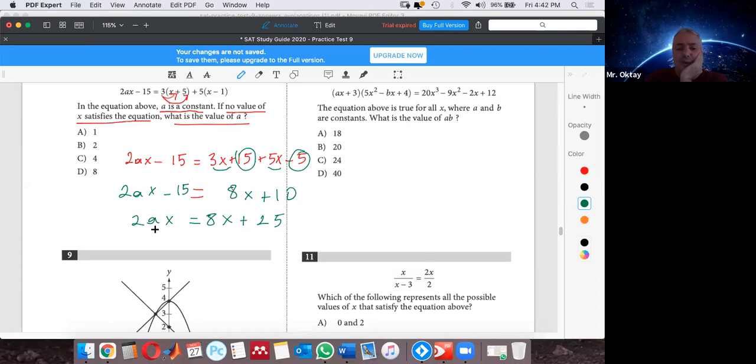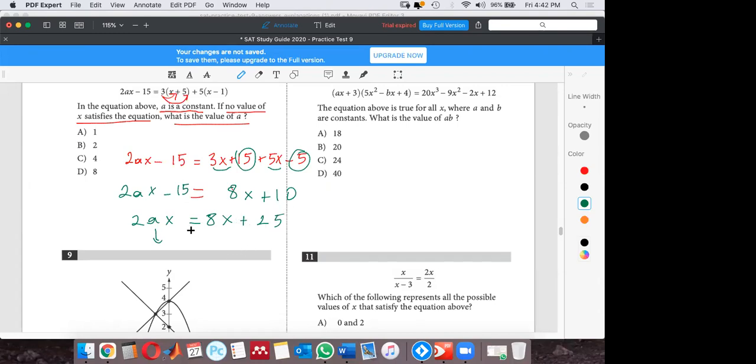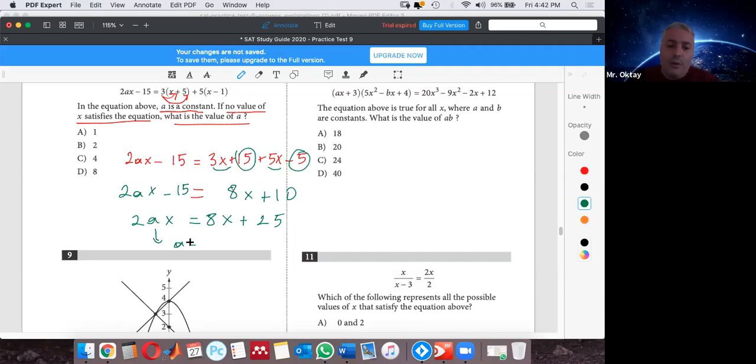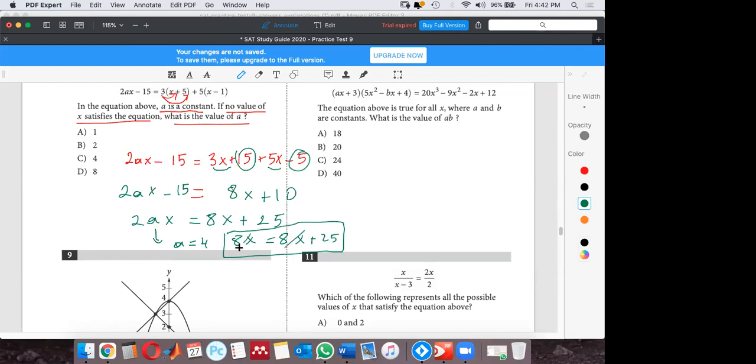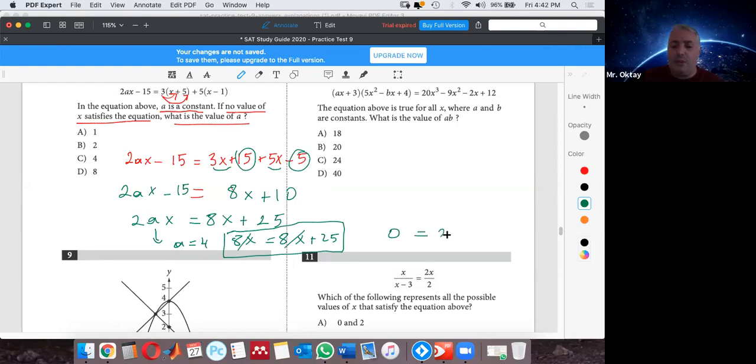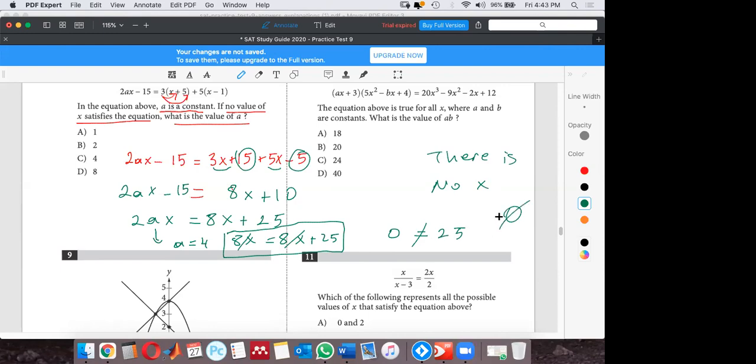If you say a is 4, then 2a is 8, and 8x is equal to 8x plus 25. Be careful now. Can this equation be correct? No. When you simplify, 0 is equal to 25. That means it is wrong. That means there is no x. There is no x, which means empty set.